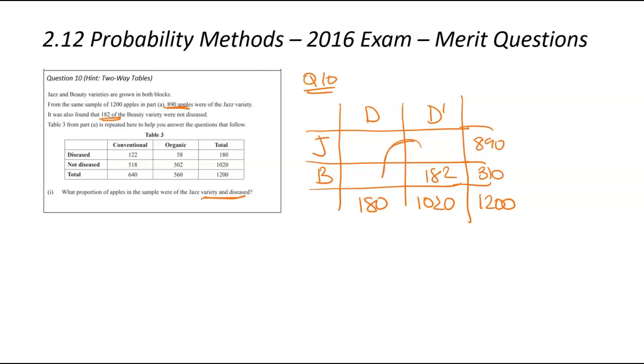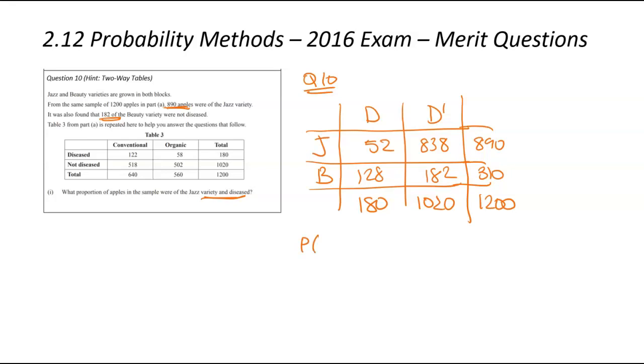Now work backwards to find out any of those missing three numbers. This number over here will be 310 minus the 182, which is going to get us to 128. The number up here is going to be 180 minus 128, which is going to get us to 52. And the final number is going to be 890 minus 52. That's going to get us to 838 apples. So we've now got a new table in relation to the two variables that we're interested in, the jazz type and the disease.